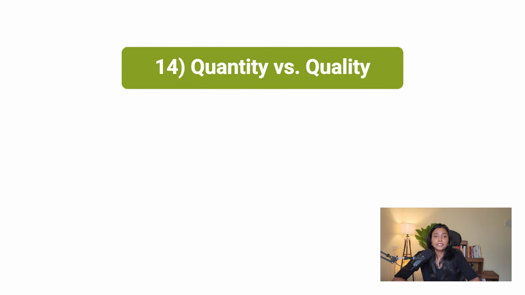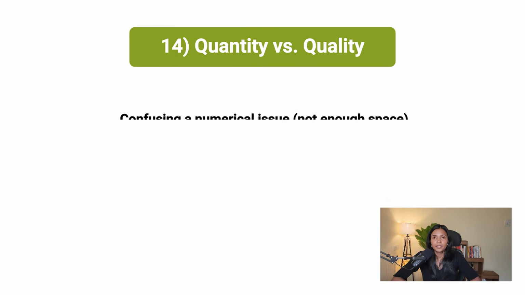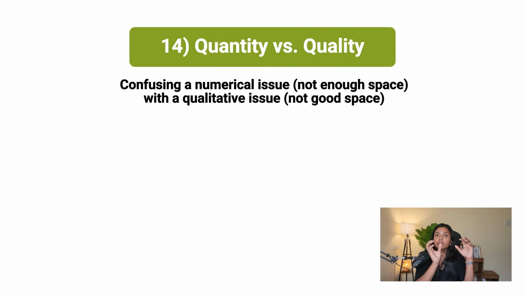And the last method is quantity versus quality. Here, the wrong option could confuse a numerical issue, something like not enough space, with a qualitative issue, something like not good space. The passage was talking about quantity, but the options are talking about quality.